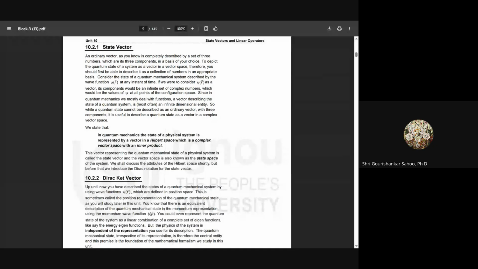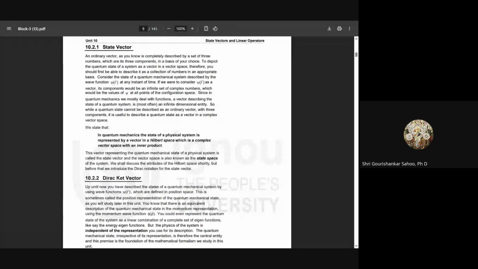An ordinary vector is completely described by three sets of numbers, which are its three components in a basis of your choice. And a quantum state of a system, if you consider it as a vector in a vector space, you have to first describe it as a collection of numbers in an appropriate basis. So, suppose the state of a quantum mechanical system is described by the wave function psi at any instant of time.